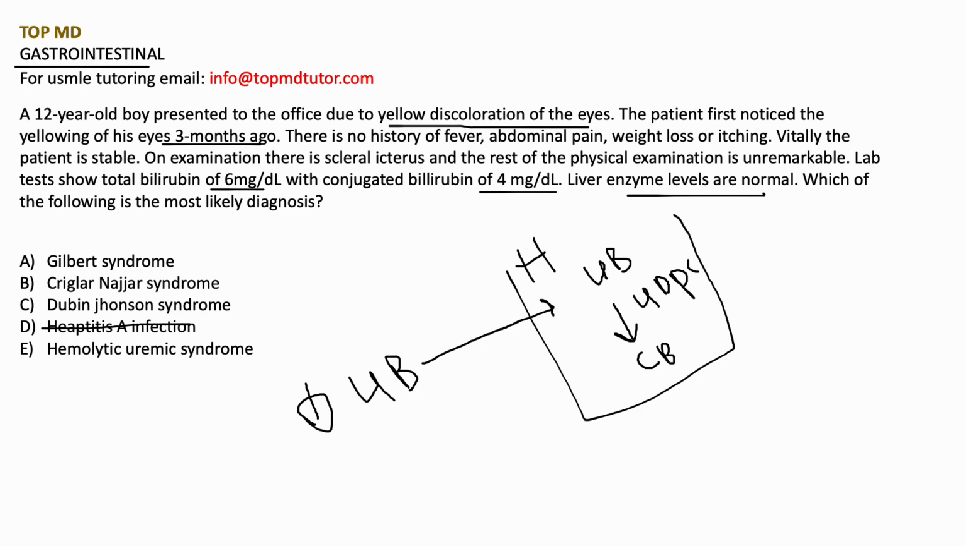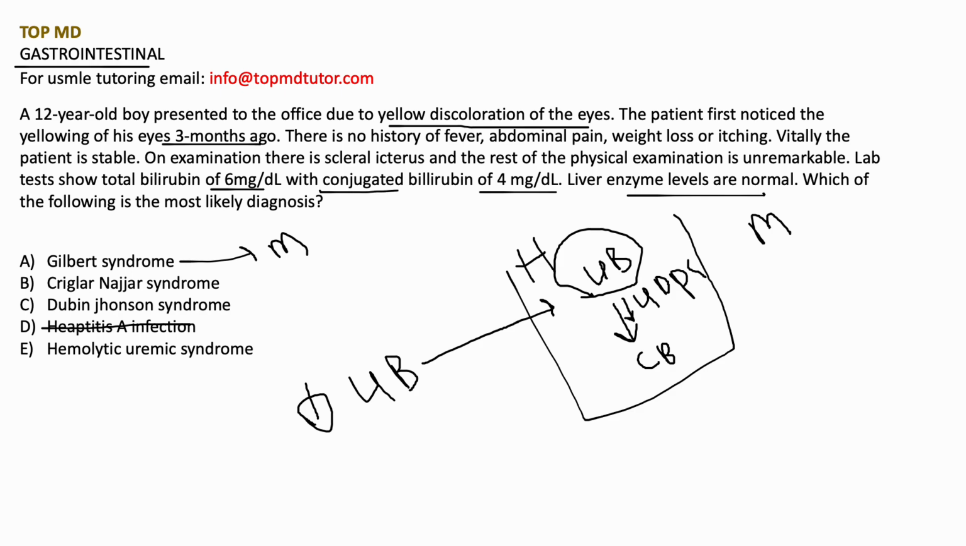Now, let's talk about which of the conditions will decrease the level or the activity of this UDP glucuronosyltransferase enzyme. It includes, one is Gilbert, the other is Crigler-Najjar. So Gilbert syndrome causes mildly decreased UDP glucuronosyltransferase activity. So it is going to cause unconjugated hyperbilirubinemia, but it is going to be very mild, mild unconjugated, not conjugated hyperbilirubinemia.